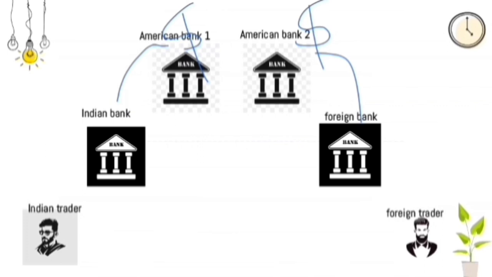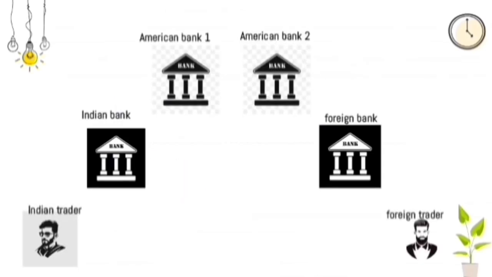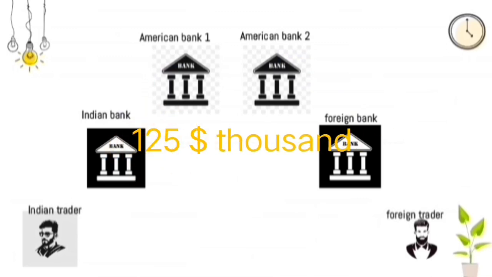So let's say Tata wants to import minerals worth 1 crore rupees from Sri Lanka. What Tata would do is give the Indian bank 1 crore Indian rupees and ask them to pay the same amount in US dollars to the Sri Lankan trader's account in the US. So now that the Indian bank has 1 crore rupees in its Indian account, it would send a message to its dollar account in America: send 1 crore worth of dollars to the Sri Lankan bank's dollar account in the US. In this case, assuming an exchange rate of 80 rupees to the dollar, $125,000 would be transferred from the Indian bank's account to the Sri Lankan bank's account in the US.